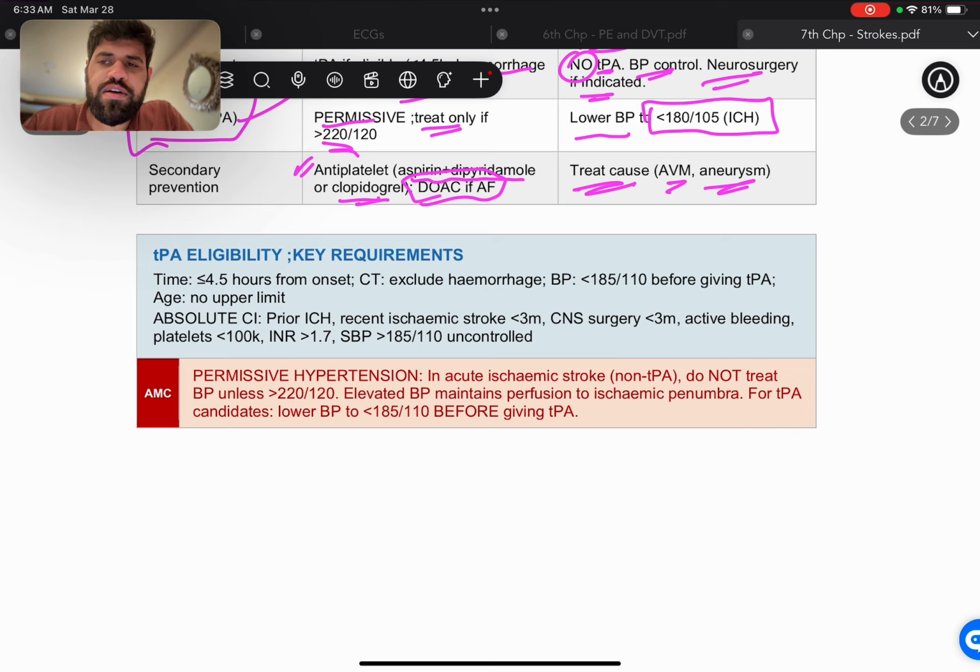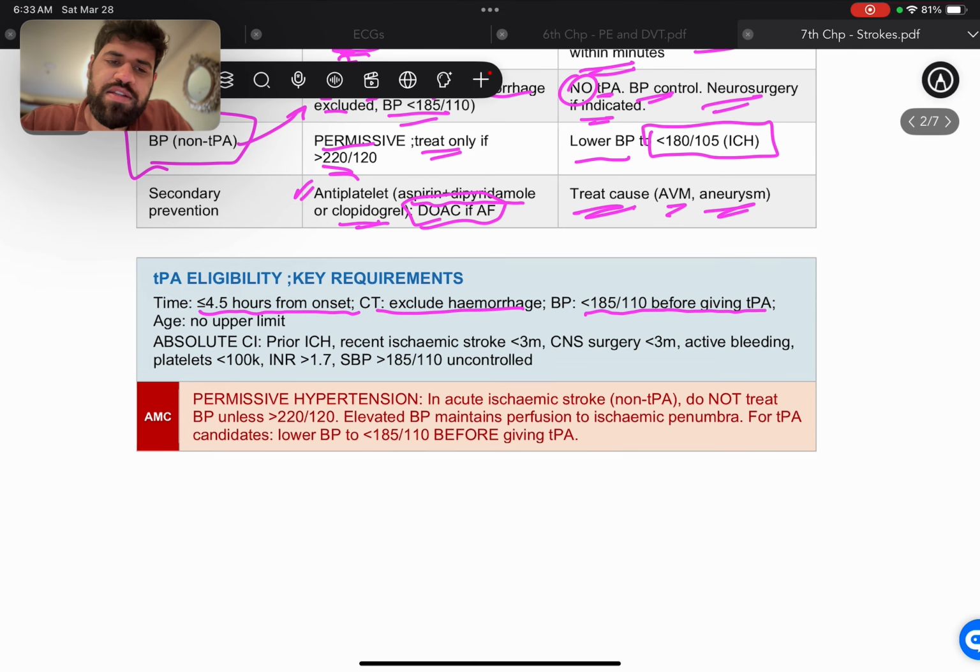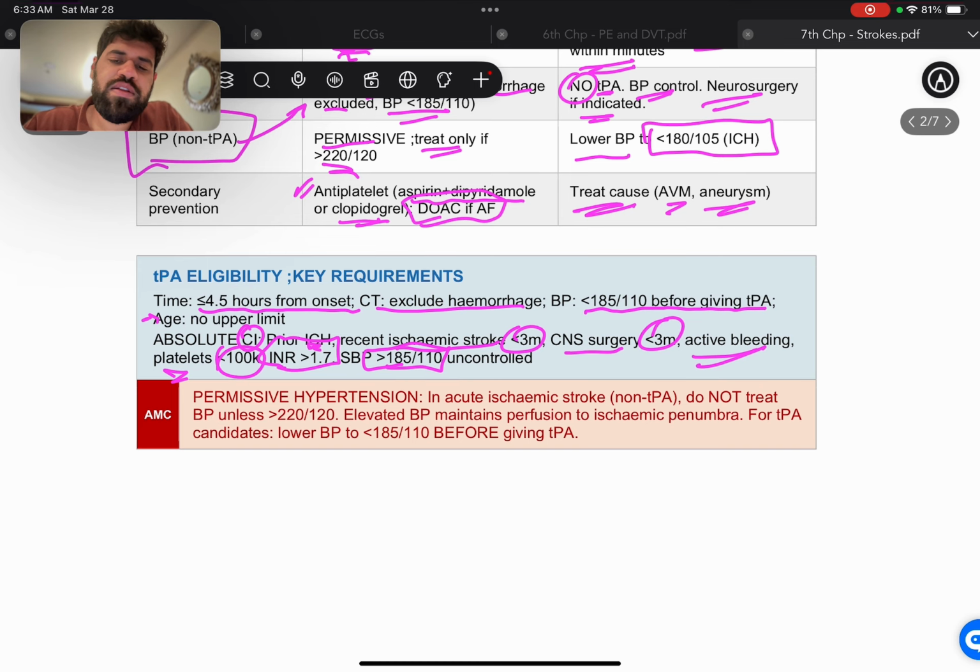The eligibility criteria are important because they could give you the complete description in the exam stem and ask if this patient can receive TPA or not. The time should be less than or equal to 4.5 hours from the onset. CT should exclude hemorrhage, and BP should be less than 185 by 110 before giving any TPA. Age doesn't have an upper limit, and the absolute contraindications are prior ICH, recent ischemic stroke of less than 3 months, CNS surgery less than 3 months, active bleeding, platelets less than 100,000, INR greater than 1.7, for example if the patient's on warfarin, and uncontrolled BP greater than 185 by 110.